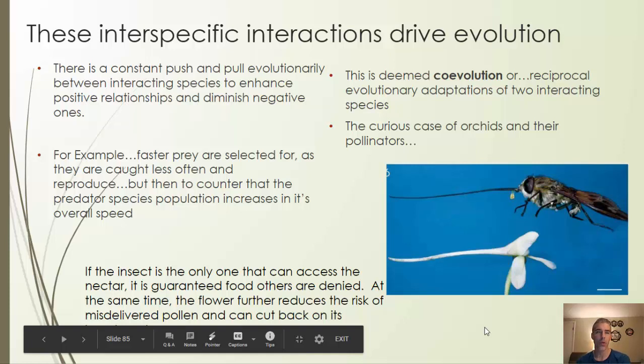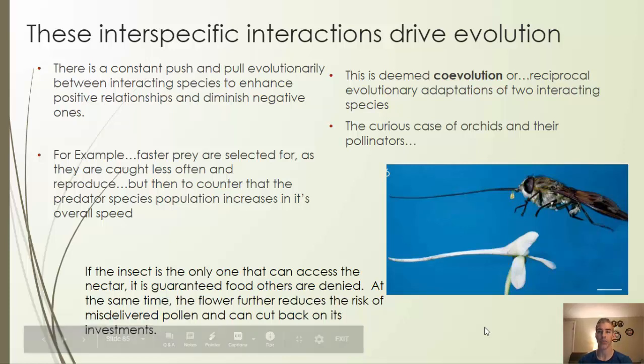And I think I mentioned this before, that these interspecific interactions drive the evolutionary process, right? There's this constant push and pull evolutionarily between different species that do interact, to enhance positive relationships and diminish negative ones on either side, right? So faster prey are selected for, and then they're caught less often, and then they reproduce more often. But then to counter that, the predator species has to increase its overall speed as well, which is why a lot of predators are also usually very fast. It's kind of this push and pull.